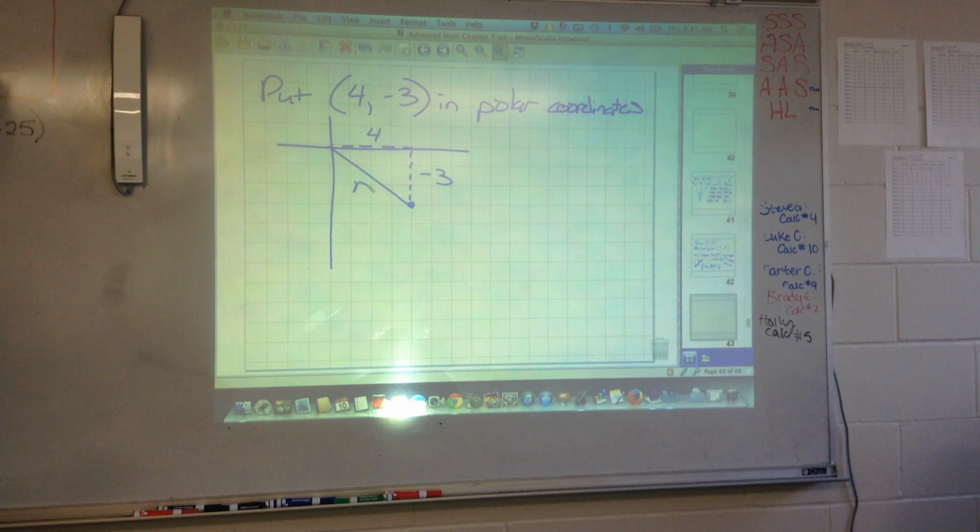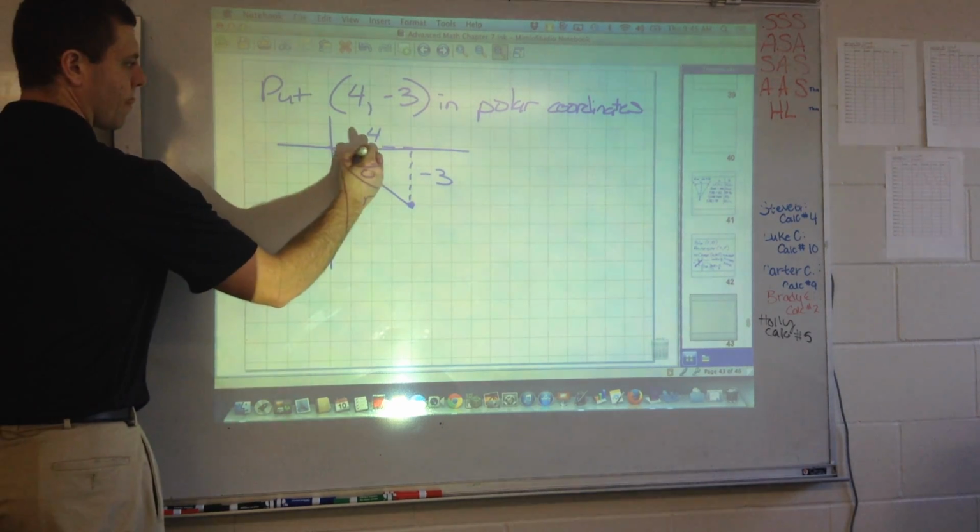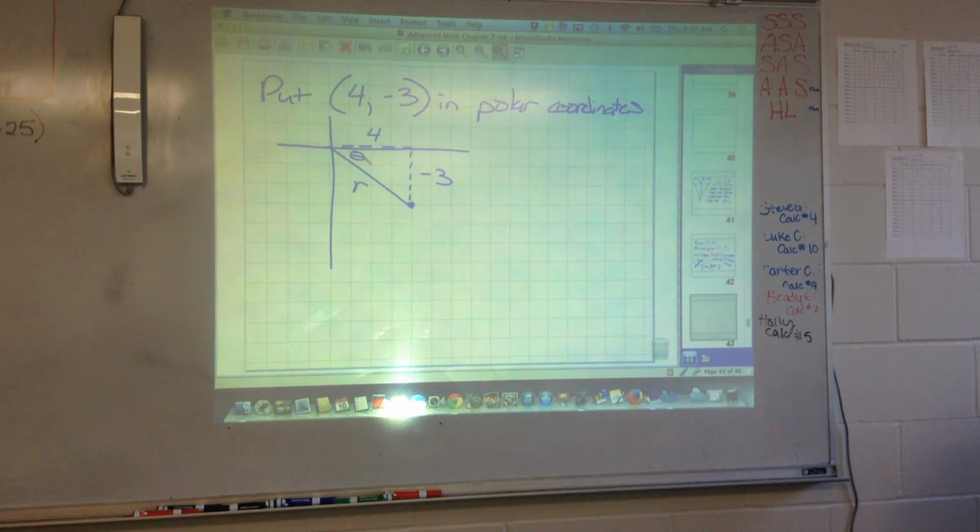And then you use inverse sine. Inverse sine of what? Negative 3 over 5. Negative 3/5, that would work. Could use inverse tangent. Inverse tangent of negative 3/4. Inverse cosine of 4/5. Okay?